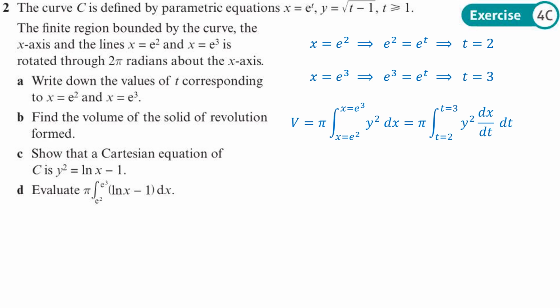And then it's just substituting in. So the y squared bit is quite nice. dx by dt is the derivative of e to the t, but that's still just e to the t. And then it comes down to whether you remember how to integrate expressions like this.